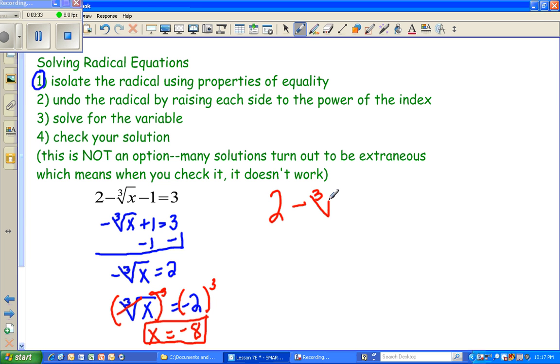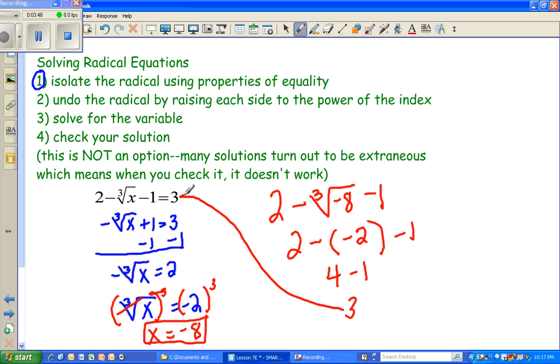Alright, so we get the negative 8, and we want to go back and test that. So 2 minus the cubic root of negative 8 minus 1. The cubic root of negative 8 is negative 2 minus 1. So you get 4 minus 1, which is 3, which is what we wanted it to be. So this one checks, and so you would keep that as an answer.